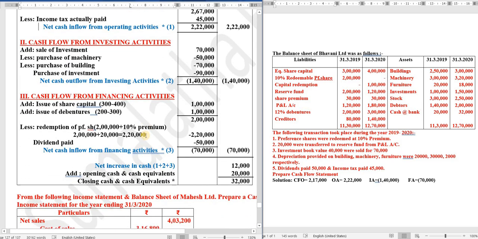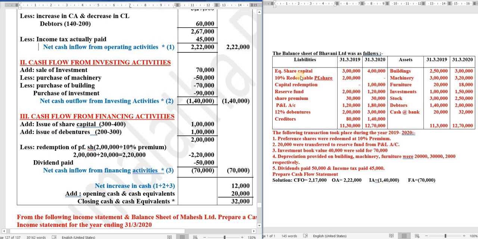And at last, the financing activity. We have issue of equity share capital 1 lakh, issue of debentures 1 lakh. So 1 lakh plus 1 lakh, 2 lakhs you got. In this, we are going for redeeming. When we are redeeming at 10% premium, that means we are giving extra benefit to the parties. 2 lakh plus 20,000, 2 lakh 20,000 we are redeeming. So 2 lakh minus 2 lakh 20,000, and at the same time we even have dividend. That also comes under the financing activity. After deducting, you will be getting minus 70,000.